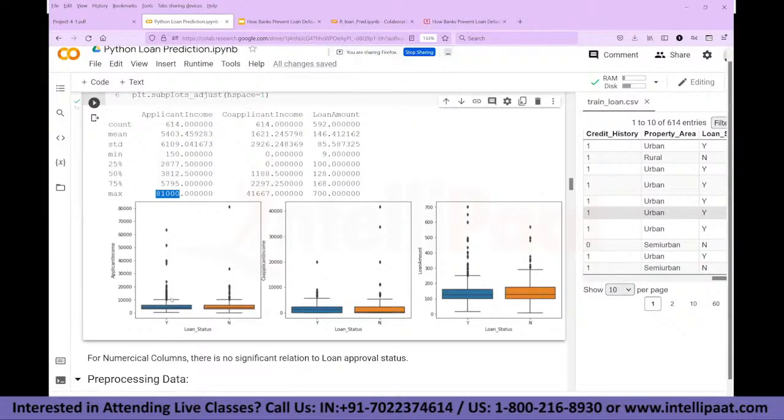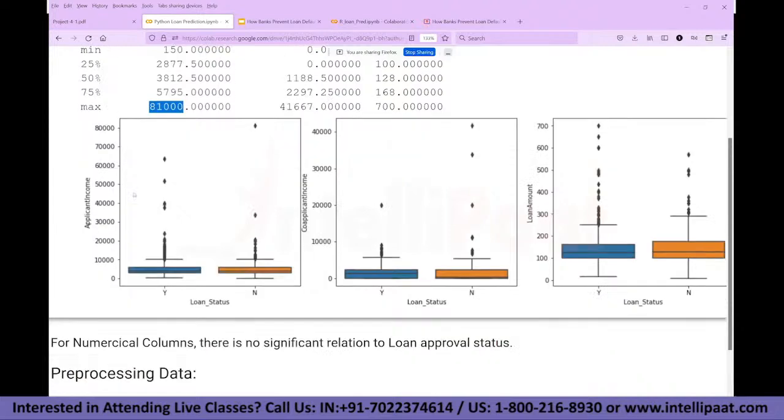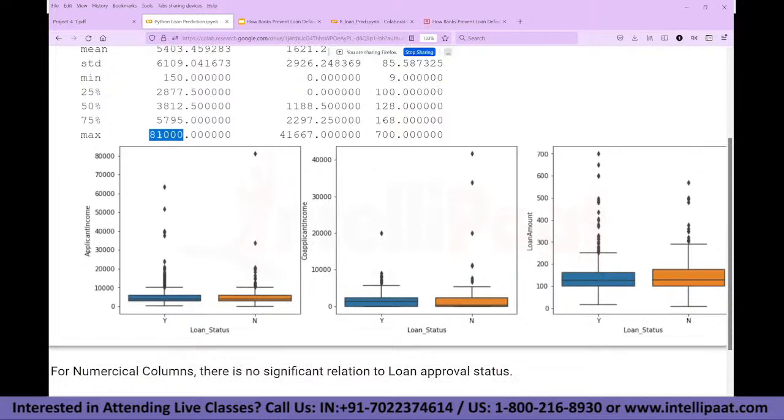Any points lying beyond your 75th percentile line are outliers, right? That means they need to be removed from the data to make sure the data becomes as close to a normal or uniform distribution as it can be. So if you remove these outliers, that means removing numbers like the max 81,000 or 41,667 and such, because these numbers are impacting your data, or impacting your mean.